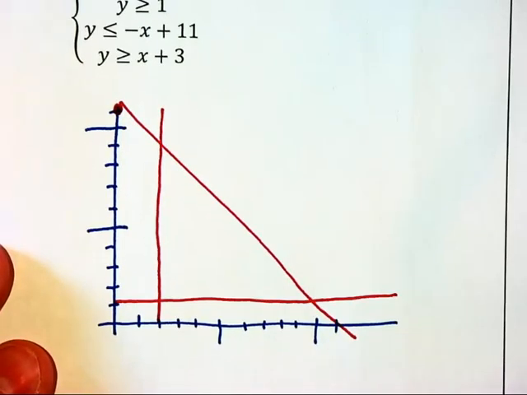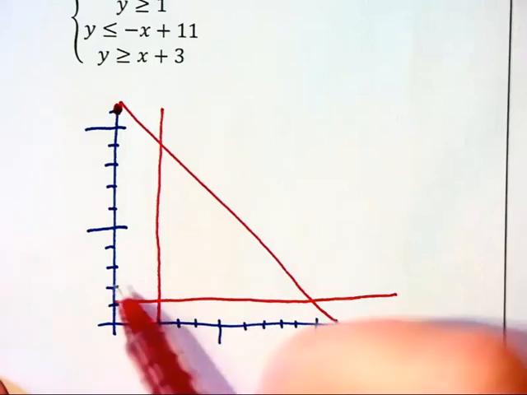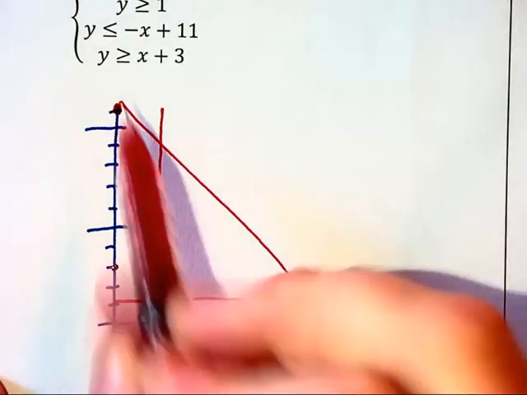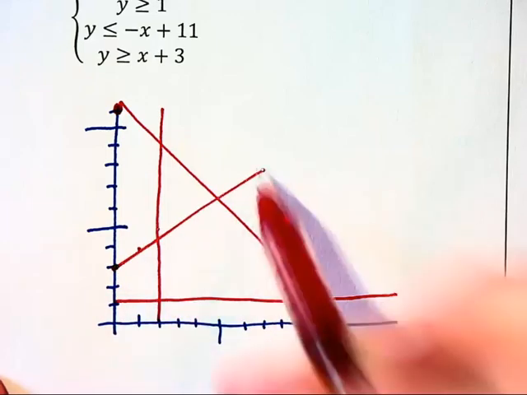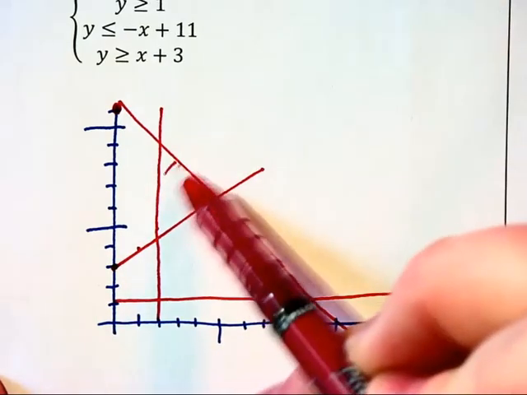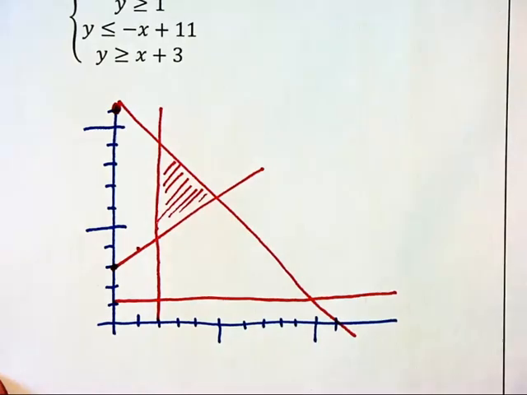We have one more equation to graph, which has a y-intercept of 3 and a slope of 1, so it's going to go up 1 over 1 like that, and we're shading above it, giving us this triangular region.